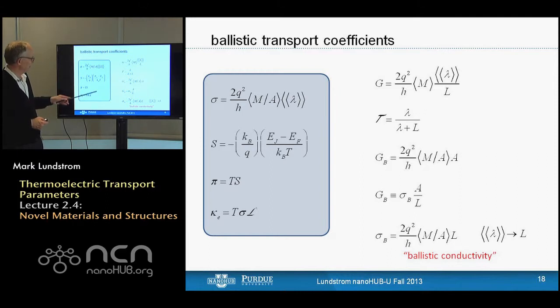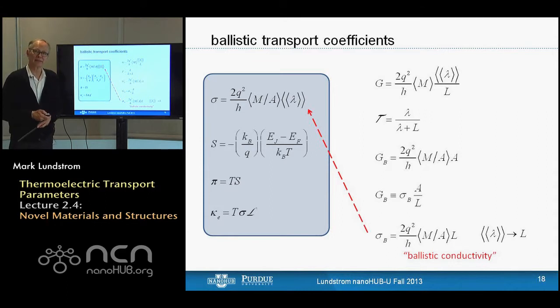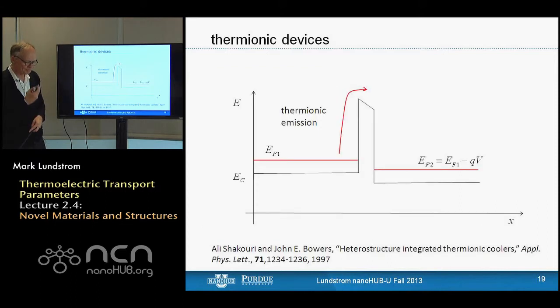So it turns out to be very easy to take our transport coefficients and rewrite them in terms of ballistic conditions. We simply replace the mean free path by the length of the conductor. And if we want to be more careful, we simply replace it by the appropriate transmission. Now, there is a class of devices for which these effects can become very important. These are thermionic devices, which have been explored by Professor Shakuri a number of years ago.